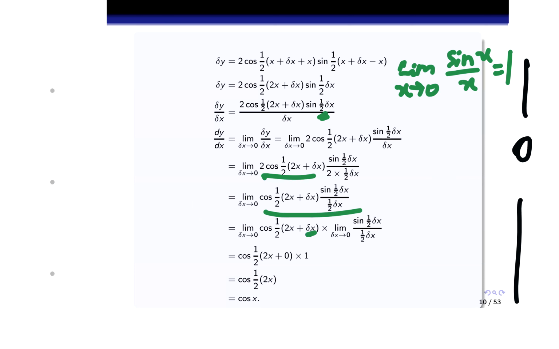And then we know from here that the limit of sine half delta x over half delta x as delta x goes to 0 is just like the limit of sine x over x as x goes to 0, which is 1. So this one becomes this 1, and this is 0 now. So you have cos half (2x plus 0) times 1. At the end of the day, you have half times 2x, that's cos x. And that is why when you differentiate sine x, you get cos x. And if you do the same for cos x, you get minus sine x. That's where all of that came from.